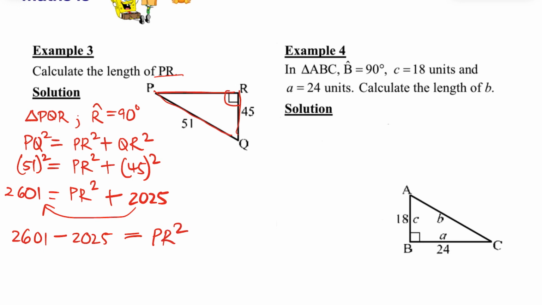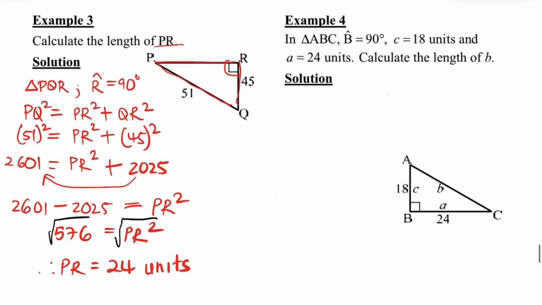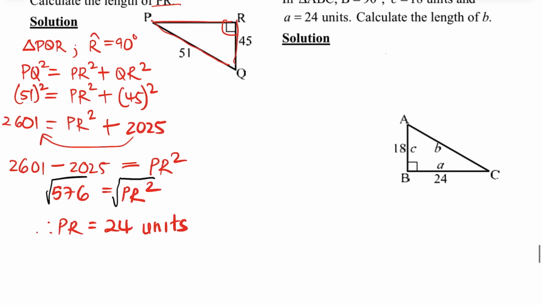So it's PR square, so it's 2601 minus 2025, so it's 576 equal to PR square. And then you put the square root on both sides. So the square root of that answer, therefore PR, is going to be 24. 24 what? Remember I said it's what? Units. Okay, let's look at example 4.